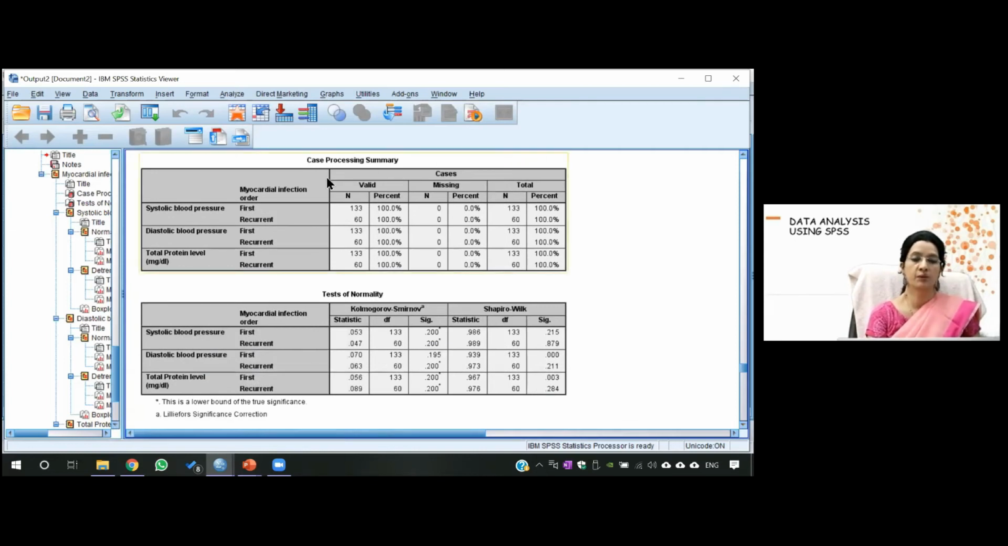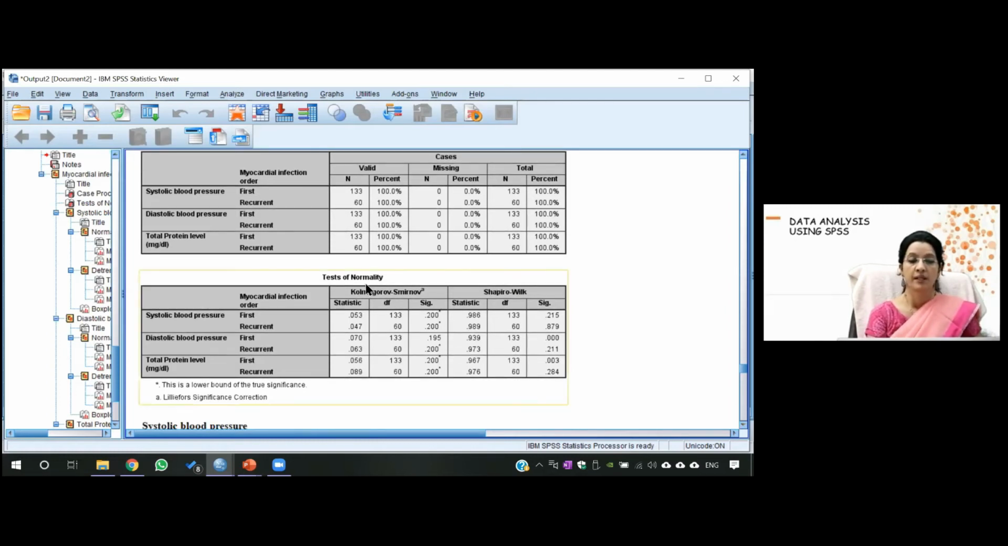You can see there are two tables. Here it is showing only the overall cases and its distribution. Here you can see the test of normality. There is a Kolmogorov-Smirnov test, but we don't use this test. So what do we use here? Shapiro-Wilk. So Shapiro-Wilk and Levene, these two tests are very good.